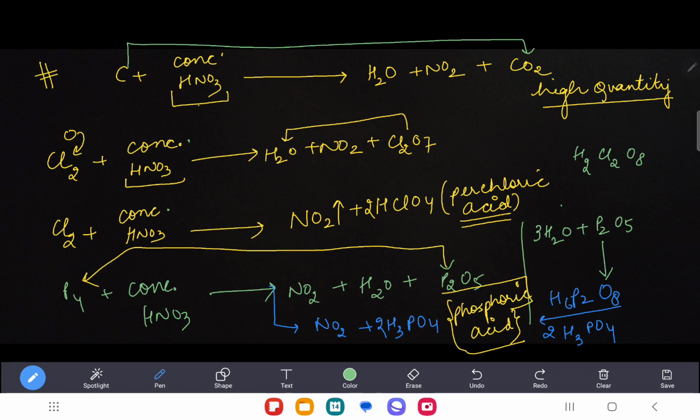Now you can write down the reactions for other acids as well. Like for example, if I say KI reacts with concentrated HNO3. So what was the previous reaction? The previous reactions were all non-metals with concentrated HNO3. I told you the reaction of carbon with HNO3, chlorine with HNO3, sulfur with HNO3, phosphorus with HNO3. These are all non-metals with HNO3.